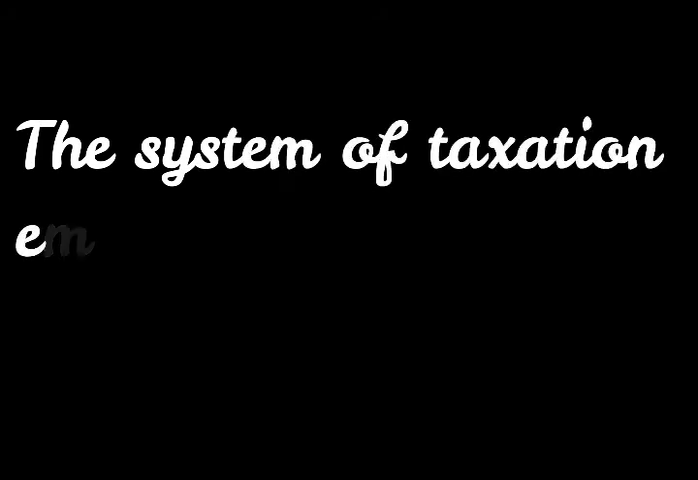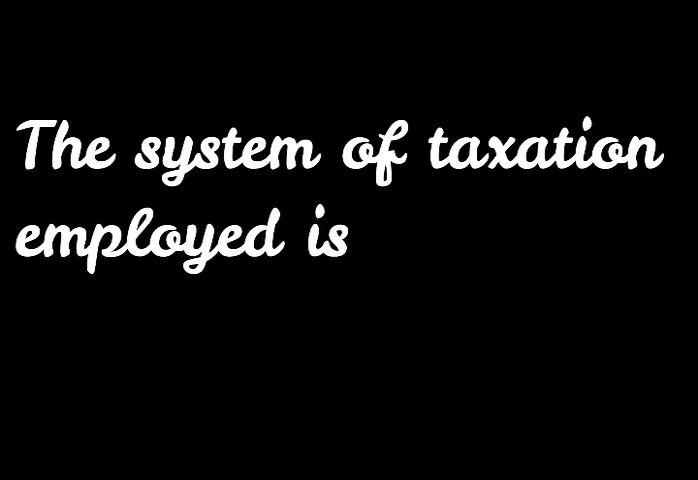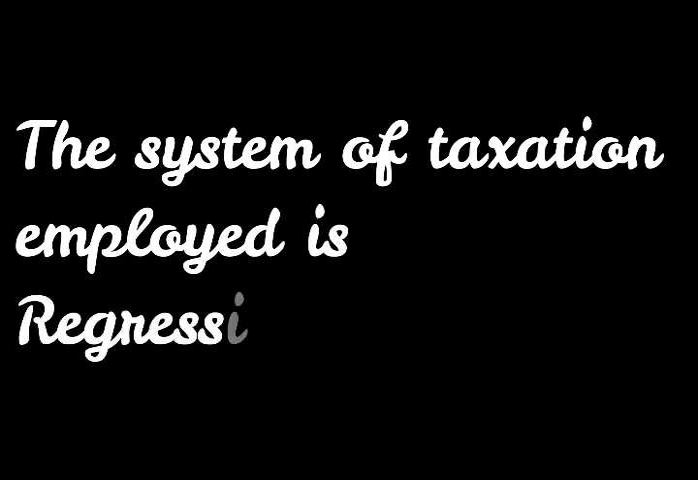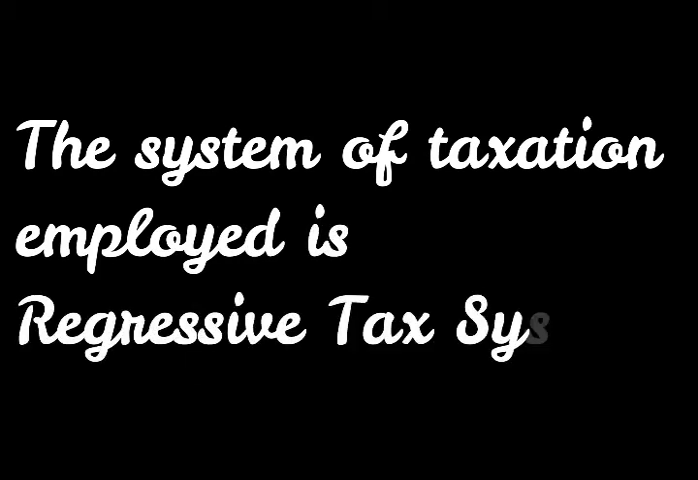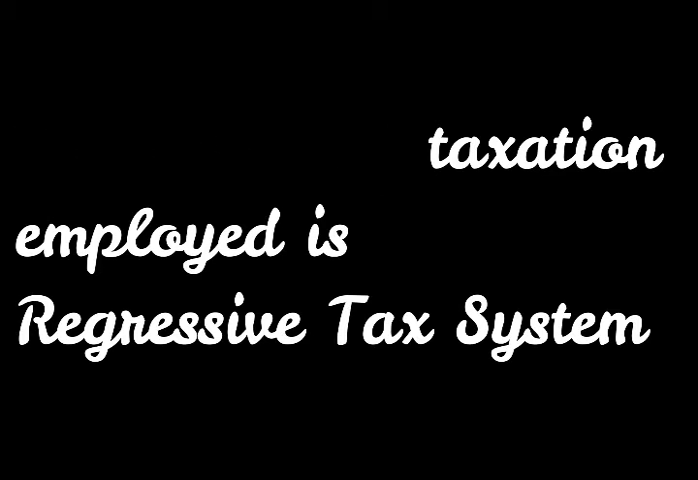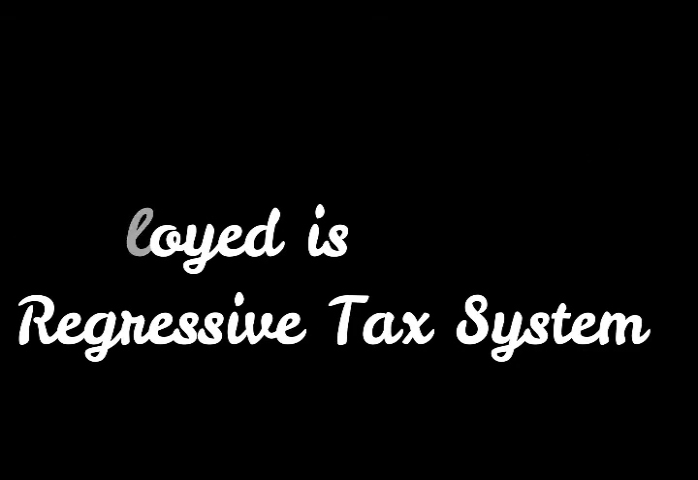The big part of the question said, what system of taxation was in effect? The answer is very simple. It is the regressive tax system. Why is it the regressive tax system? We have the progressive tax system, we have the regressive tax system, and we have the proportional tax system. So the answer is the regressive tax system. I'm going to explain in the other part of the question why the answer is regressive.